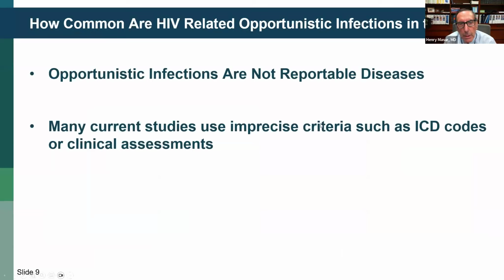And HIV-related OIs are not a reportable disease. So we really don't know what the frequency of these are in the United States, although there's some good small reports out there. One of the things you have to be careful of, though, is when you look at reports, whether they're coming from big networks or smaller studies that look, for instance, at the, quote, fungal burden in the United States that might look at pneumocystis, they often use ICD-9 codes or clinical assessments that don't really give you the kind of precise data that you'd like.